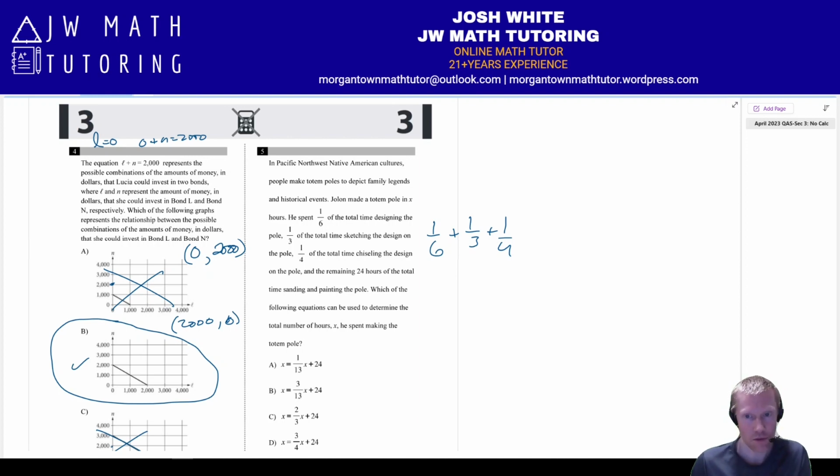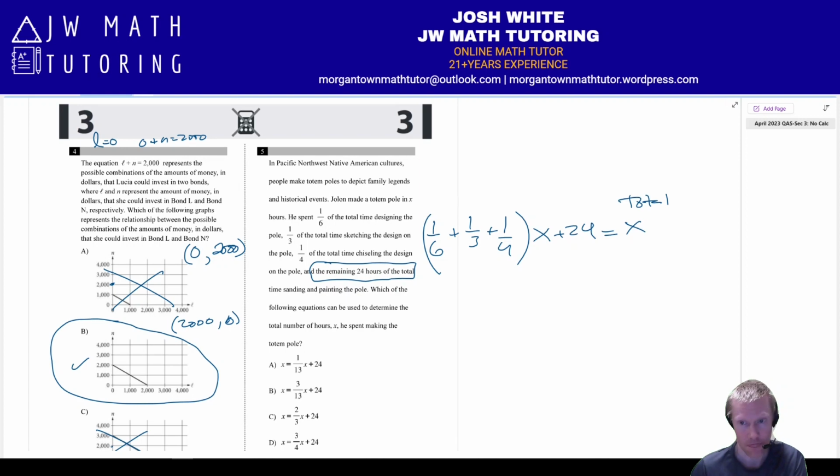So this 1/6 plus 1/3 plus 1/4, those together are all multiplied by X because they are some fraction of the total overall amount of time, whatever they add up to, which we'll get to in a second. Then there's also 24 more hours, which come from right here, the remaining 24 hours of the total time for sanding and painting. So you set up an equation like this, where this is the total time, which is X. These are the fractional amounts of the total time for those 3 activities, and then this is the 24 additional hours over here.